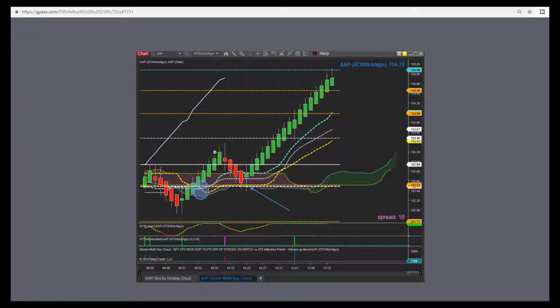These lines are on the charts before the candles get there. This is why this is the trader's top choice, our ATS inflection plots.